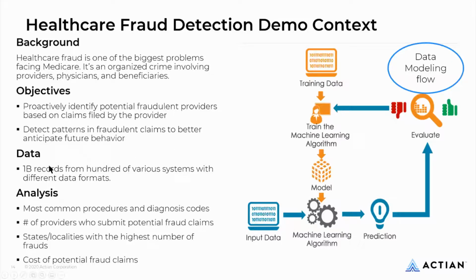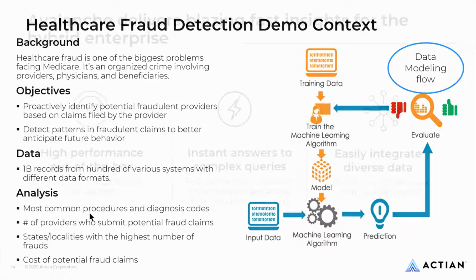What we have here is over 1 billion records from hundreds of various systems in different data formats, and we do analysis on that data. The way we run the analysis is we look for the common procedure and diagnostic codes that are used the most in fraud and potential fraud transactions. And we want to understand the number of providers who submit potential fraud claims, the states where that fraud is coming from, and the cost of fraud.